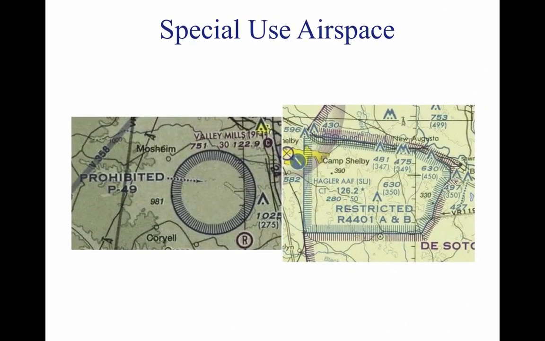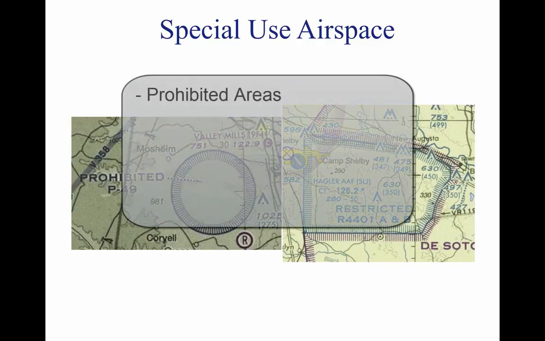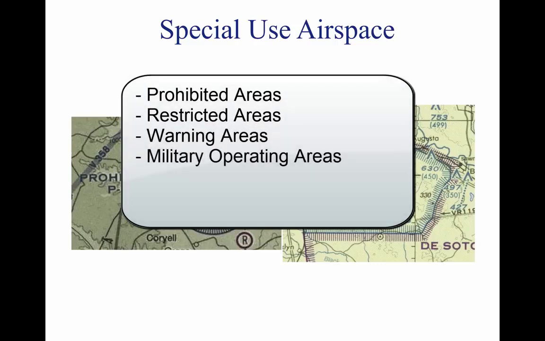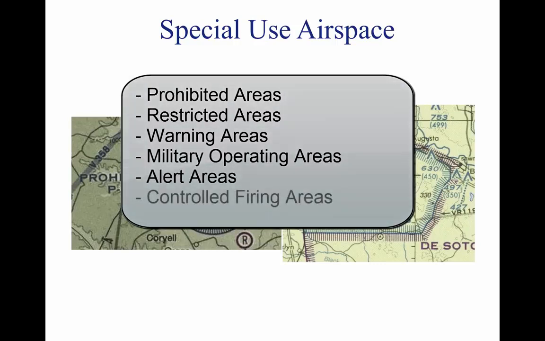Special use airspace is any airspace where certain activities must be confined, or where limitations may be imposed on aircraft operations that are not part of these activities. These can include prohibited areas, restricted areas, warning areas, military operating areas, alert areas, and controlled firing areas.